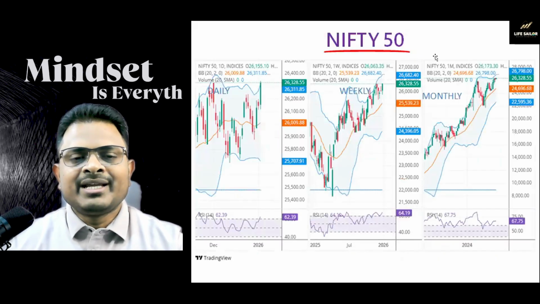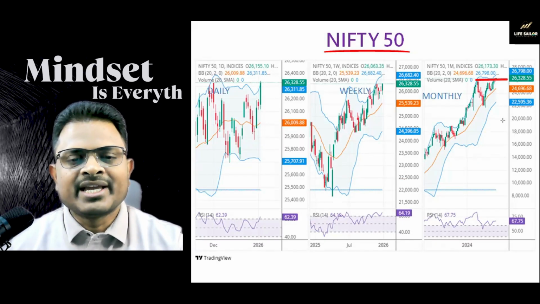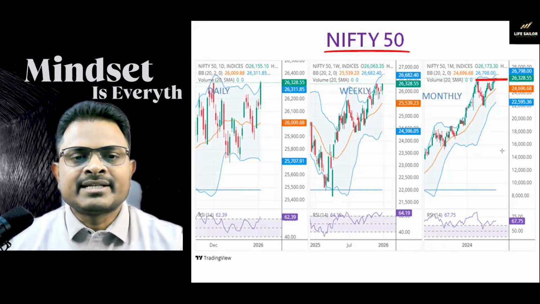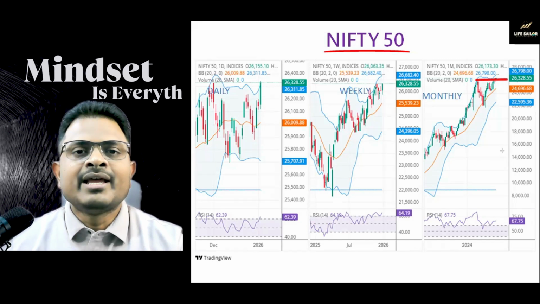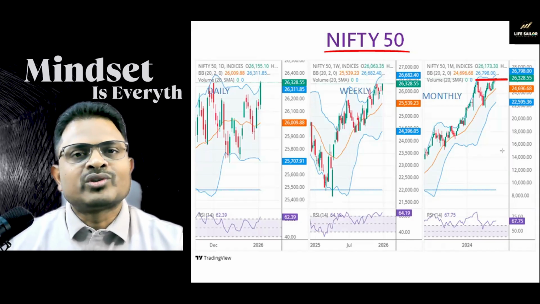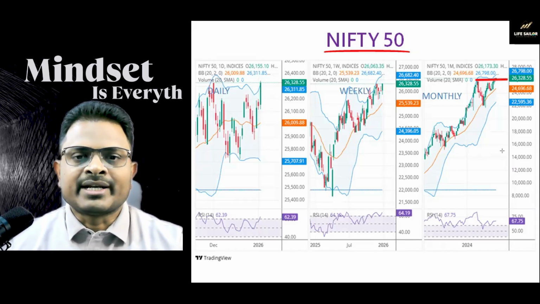First one is Nifty 50: all three RSI above 60. Clearly, Nifty is becoming trending. If this trend sustains, we can witness a very good rally. And the most important thing is that Nifty was able to close above 26,300. That is very good news for the market.